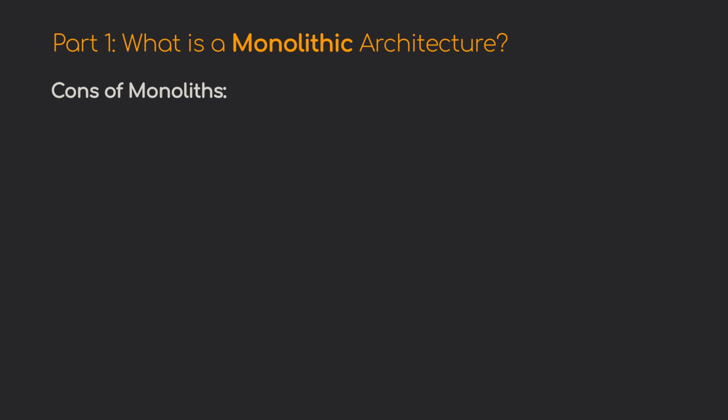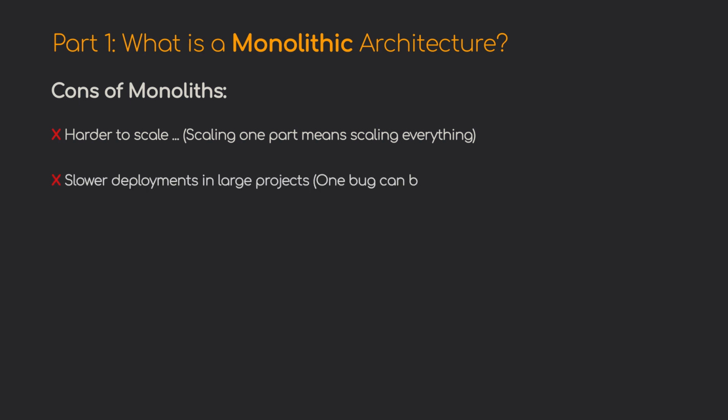Cons of monoliths. Harder to scale. Scaling one part means scaling everything. Slower deployments in large projects. One bug can break everything. Difficult to maintain in the long run. Example. In the early days, companies like Amazon and Twitter started as monoliths, but they later moved to microservices as they scaled.